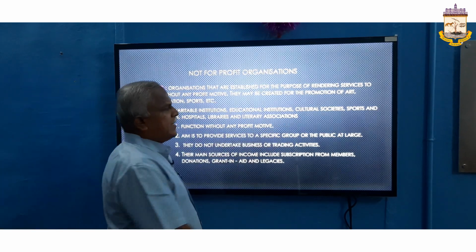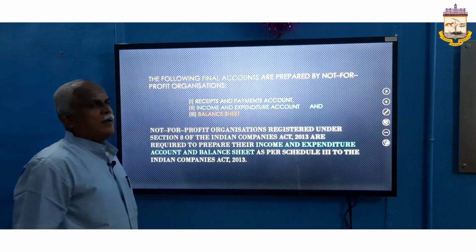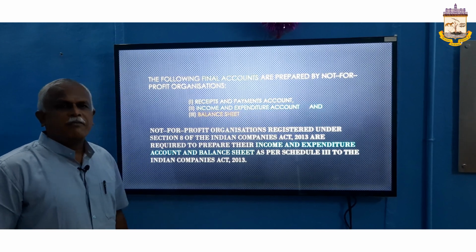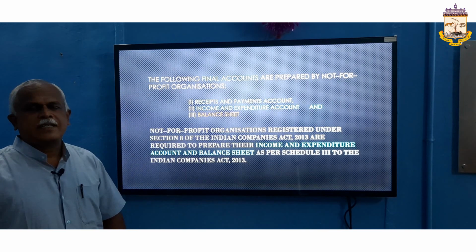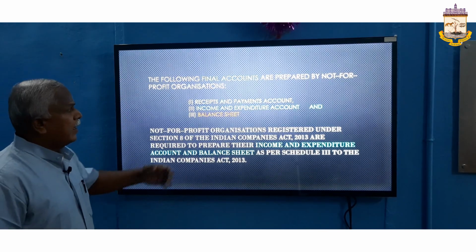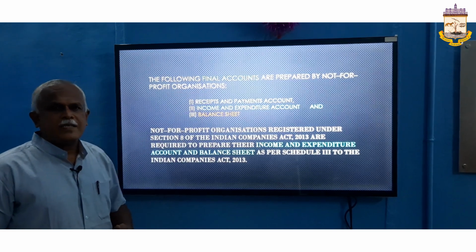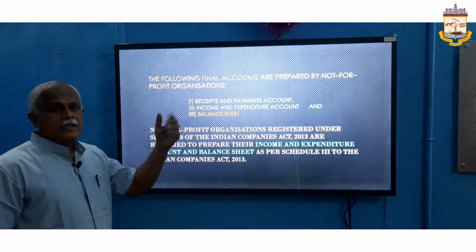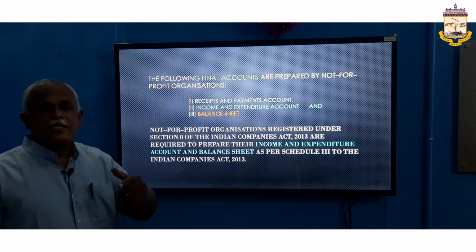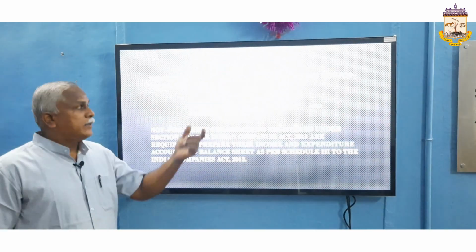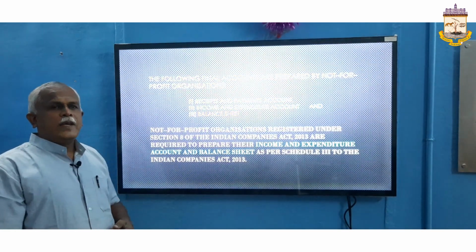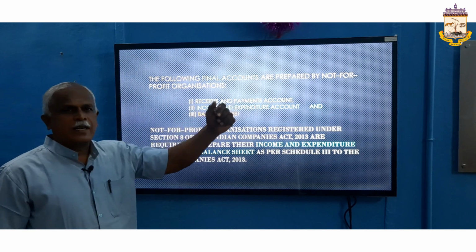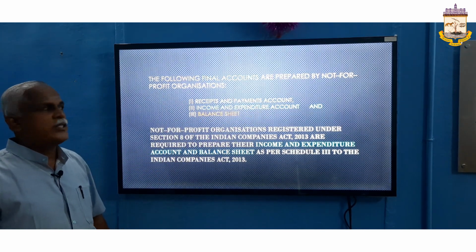Now let us see how the final accounts are prepared. Final accounts are the accounts prepared at the end of the accounting period to know the financial results and the financial position of the organization. In commercial organizations, we normally prepare trading account, profit and loss account and balance sheet. But here, since it is a different form of organization where there is no trading, that is buying and selling, we prepare the final accounts: receipts and payments account, income and expenditure account and balance sheet to know the financial position.